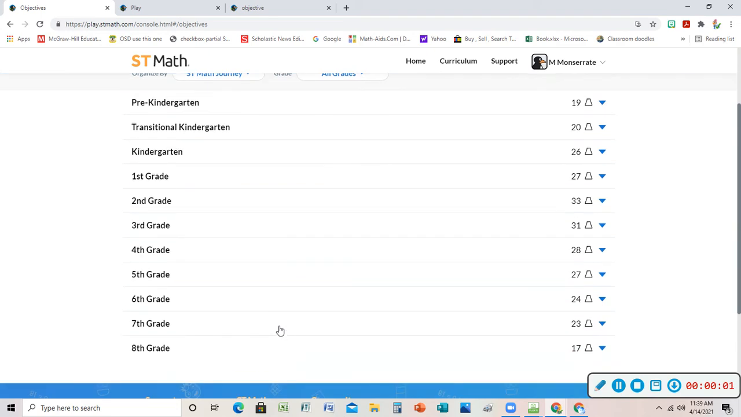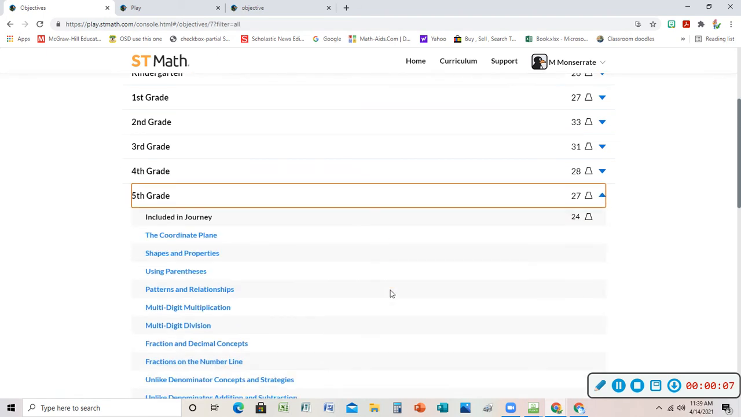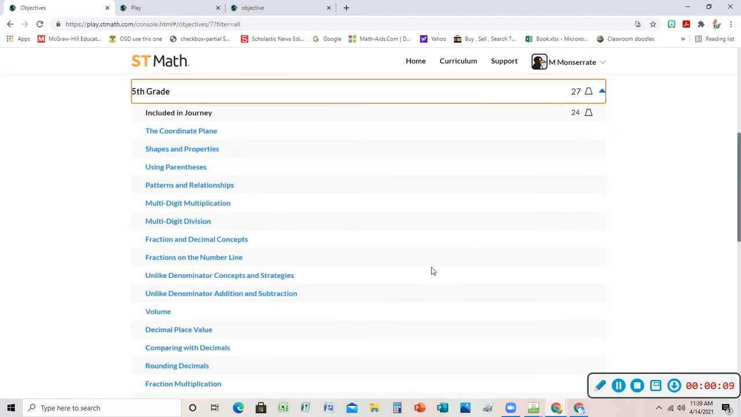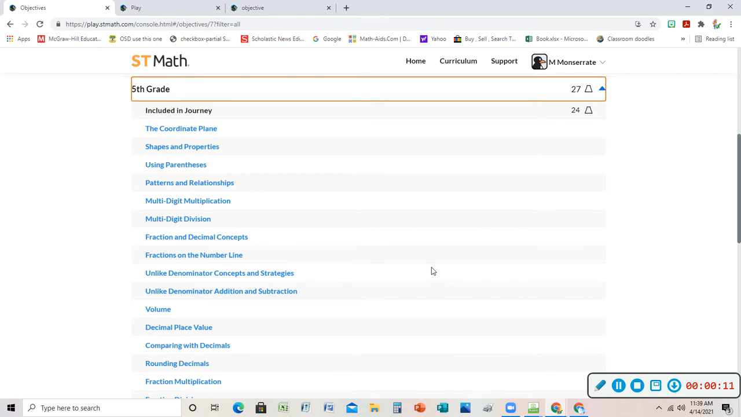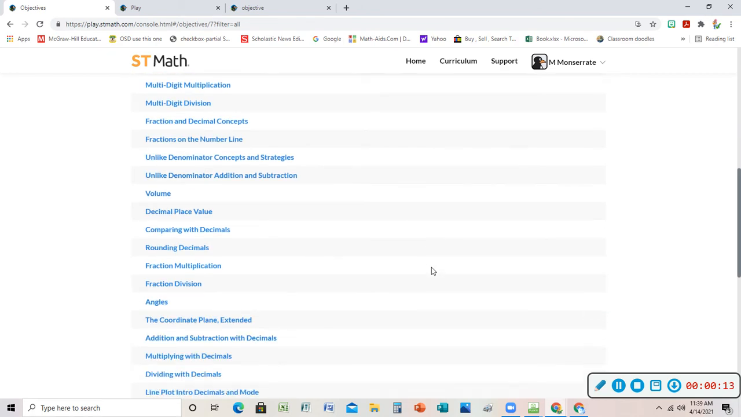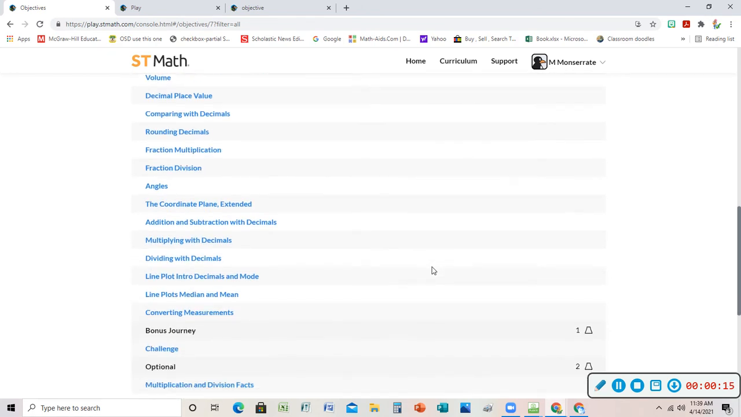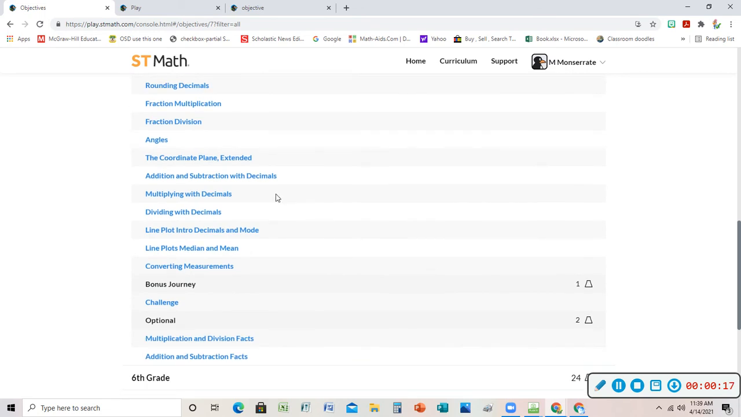I'm going to do a little more math here. I'm going to go to 5th grade. You can see we have 27 objectives in 5th grade. So let's do this one. I'm going to do the coordinate plane extended.